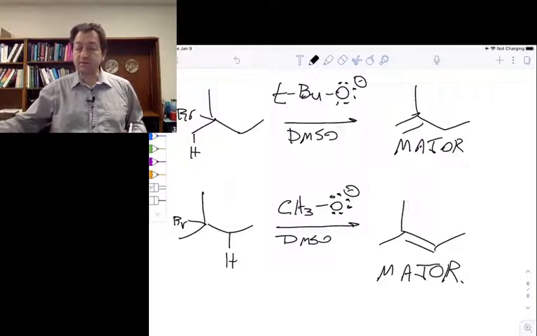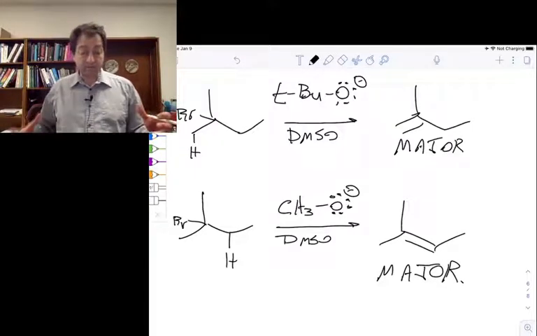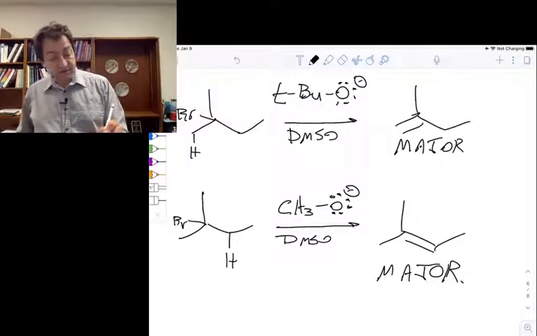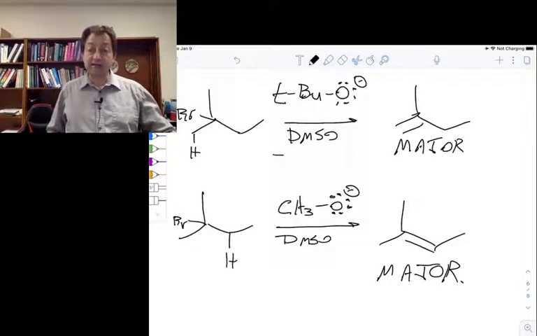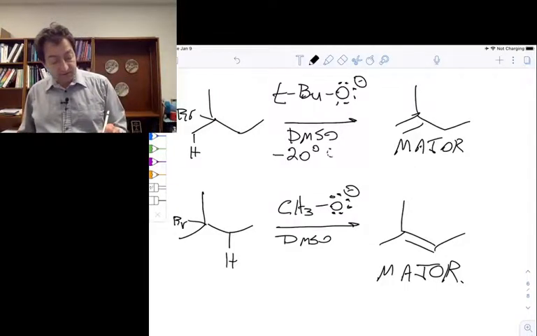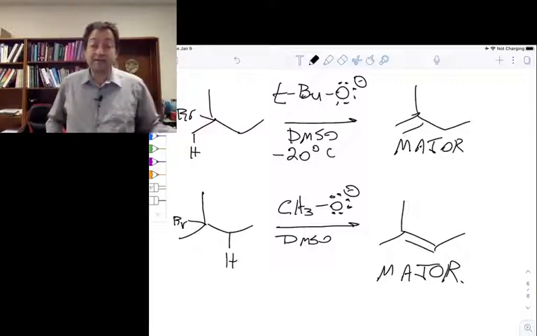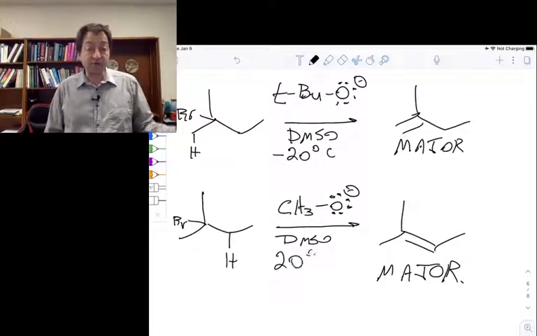And so we can make selections that control the outcome of these reactions. Here we might even use a slightly lower temperature. We might use something like -20 degrees Celsius to control the outcome to that kinetic product. And here we might use something like 20 degrees Celsius, or room temperature, for example, to get to that major thermodynamic product, to allow that to go forward.